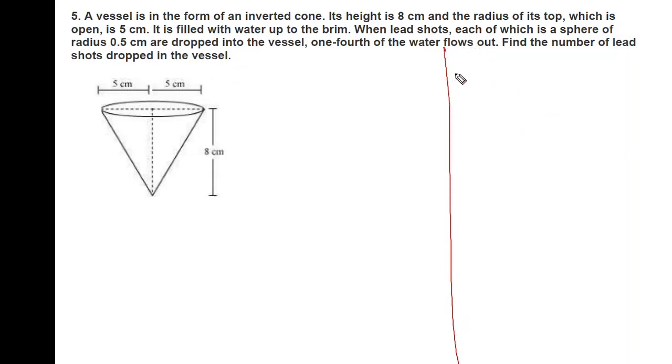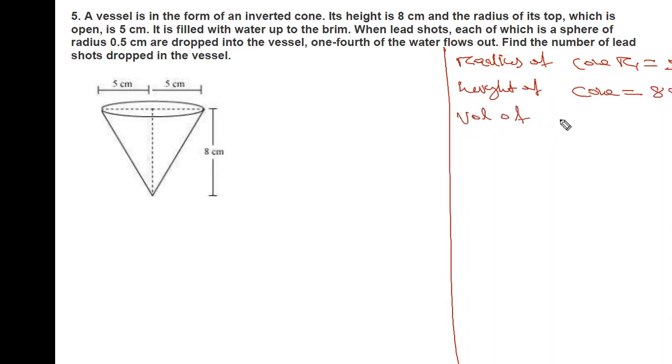Here, let's see what is given. The radius of the cone, R1, is equal to 5 cm. Then the height of the cone is equal to 8 cm. We can find the volume of the cone.